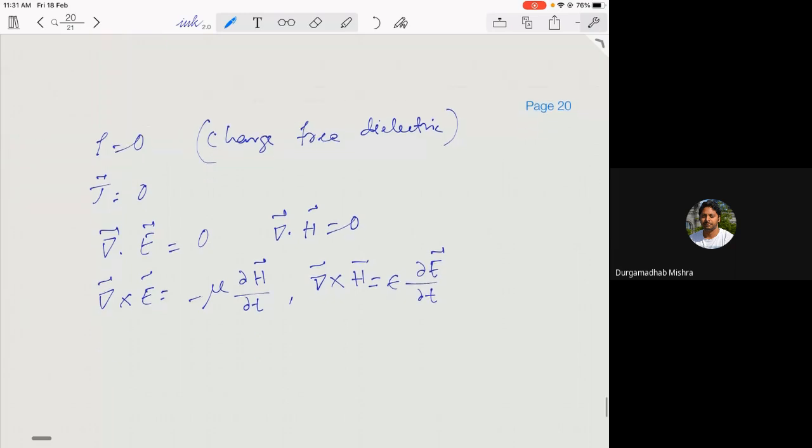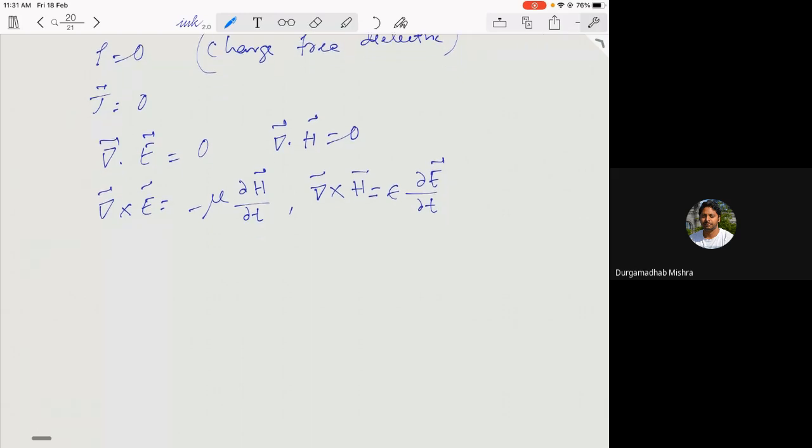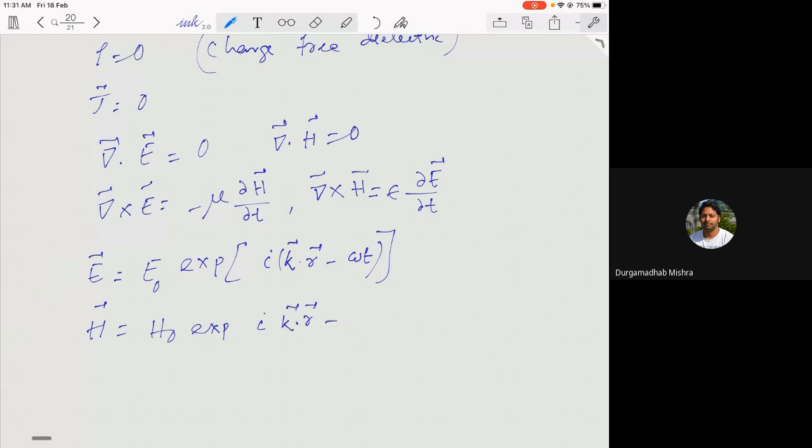What is the possible solution for E and H? The possible solution would be a plane wave, where E is equal to E0 exponential i (k dot r minus omega t). This is your E vector, and H would be your H0 exponential i (k dot r minus omega t).